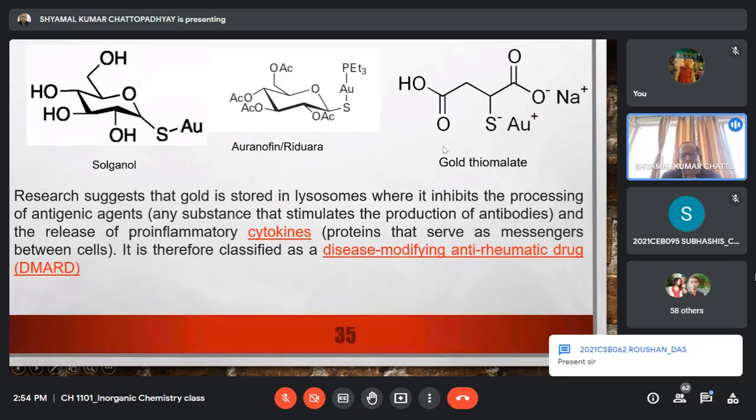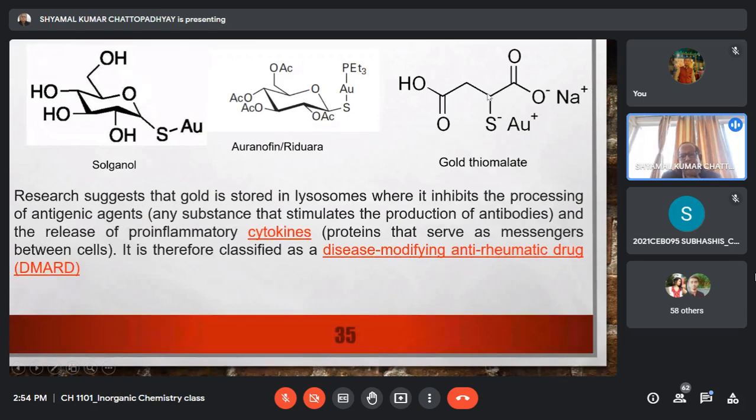And we have another gold compound. If you have an OH group here, it was malic acid. So instead of malic acid, we have a thiol group here. So it is thiomalate, and we have a gold thiomalate complex, which can also be used for anti-rheumatoid arthritic treatment. But the most important compounds are these two, Solganol and Auranofin or Ridaura.